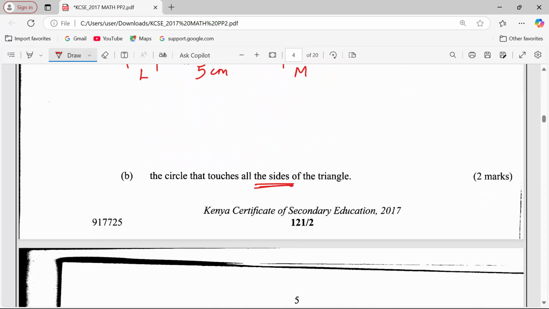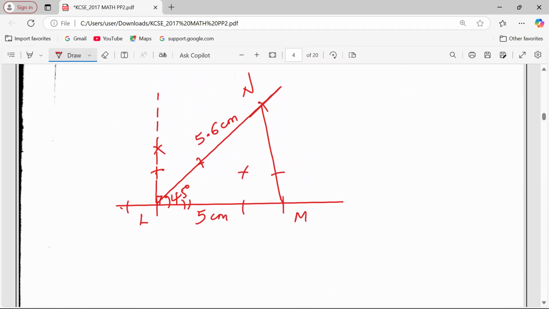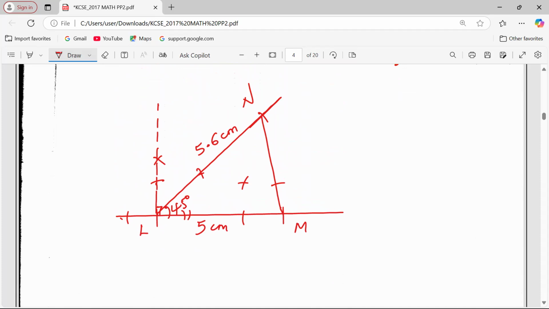So to touch all the sides, we're supposed to bisect the angles which are in this triangle. So we can bisect the angle at M that way, so that we may get the in center. When the angle is bisected, you again bisect another angle like the one at N that way. So now where the bisectors of these angles meet, this point, this is O, we use it as what we call the in center.